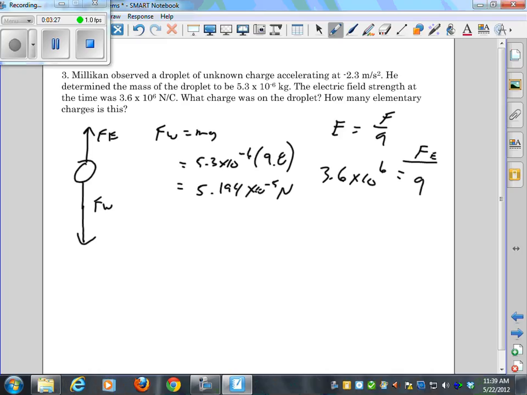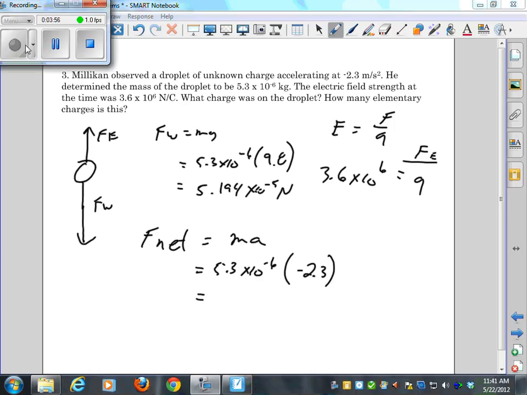Oh, we can. What do we know? We know that it's accelerating at minus 2.3. Is that not going to give me my net force? So let's just do that. The mass is 5.3 times 10 to the minus 6. The acceleration is minus 2.3, giving me a net force of, I'm hoping you guys went ahead and did this, 1.219 times 10 to the minus 5.